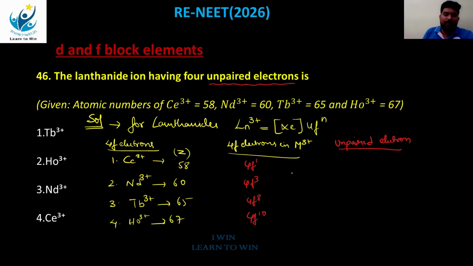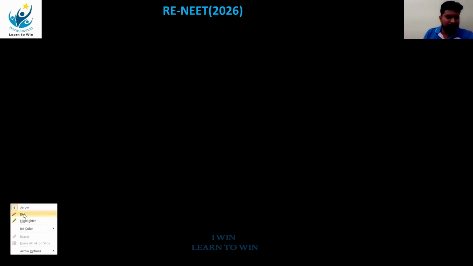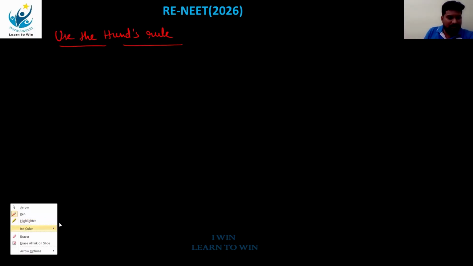So if you usually see, in 4f1 we have 1 unpaired electron. In 4f3, the unpaired electrons are 3. And in 4f8, we are having 4. And 4f10, let us find out. Dear students, now let us go further. For this, use Hund's rule. So dear students, now pay attention here closely.